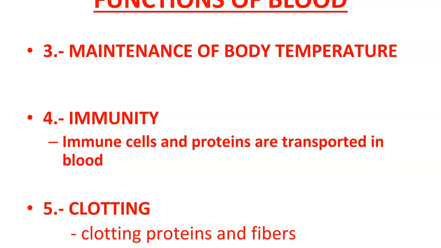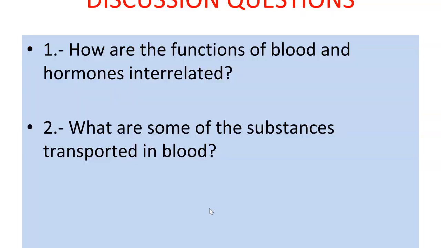Another function of blood is immunity. Immune system cells and immune proteins circulate within blood. The fifth function of blood is clotting. When blood vessels are damaged, blood contains clotting proteins and fibers that will not only clot and stop the bleeding, but will also allow for the repair of the damaged blood vessel. So you should know the basic functions of blood and some of the substances mentioned that are transported in blood.